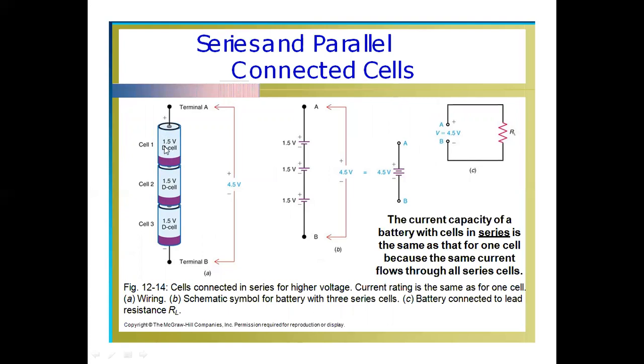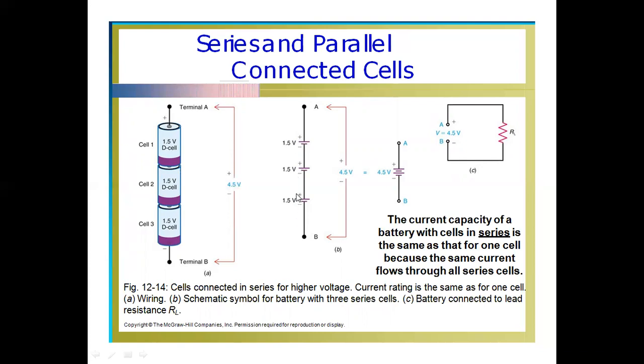This is cell 1, cell 2 and cell 3. These are connected in series, and across terminals A and B we get the sum of all the individual battery or cell voltages, 1.5 plus 1.5 plus 1.5, and the voltage across these three series-combined cells will be 4.5 volt. But the current through them remains the same.